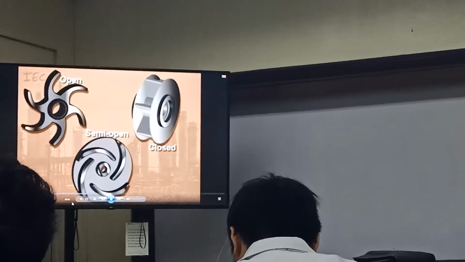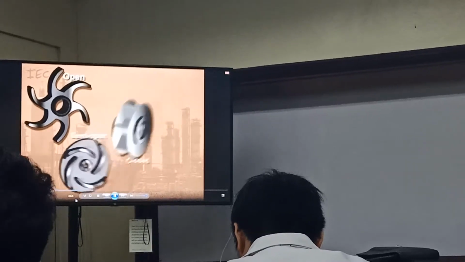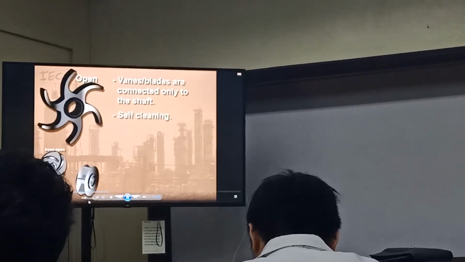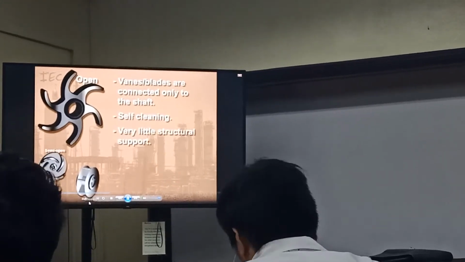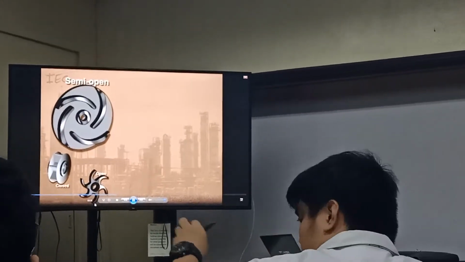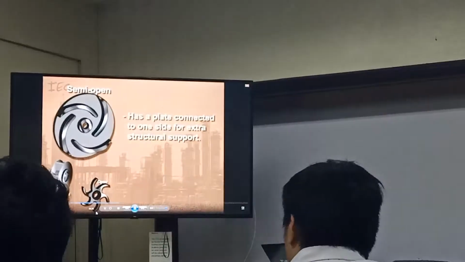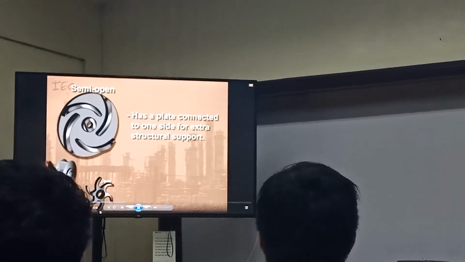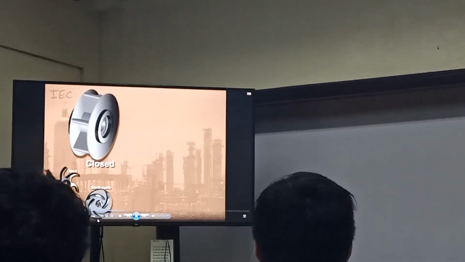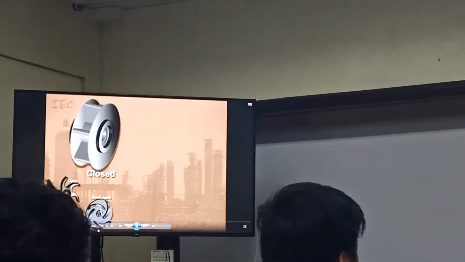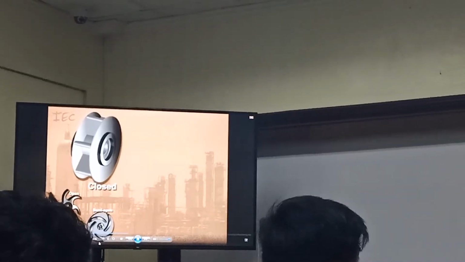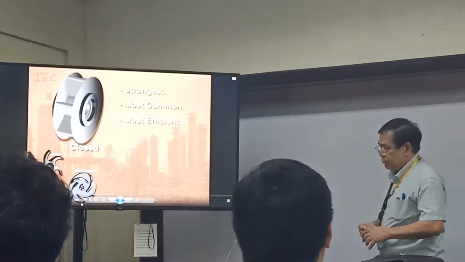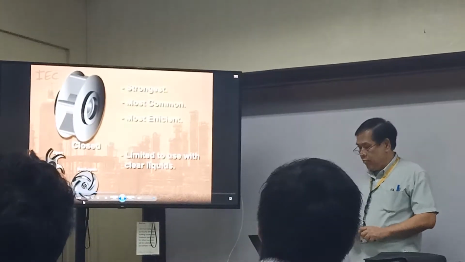Impellers come in three basic designs. An open impeller has vanes that are only connected to the shaft. It is self-cleaning but has very little structural support. A semi-open impeller has the vanes connected horizontally to a plate on one side for more support. The vanes of a closed impeller are closed in between two plates for maximum support. This is the strongest, most common, and most efficient design, but it is limited to use with clear liquids only.